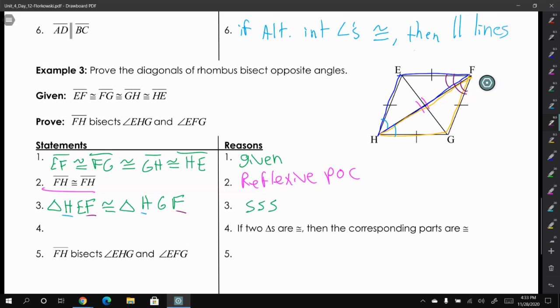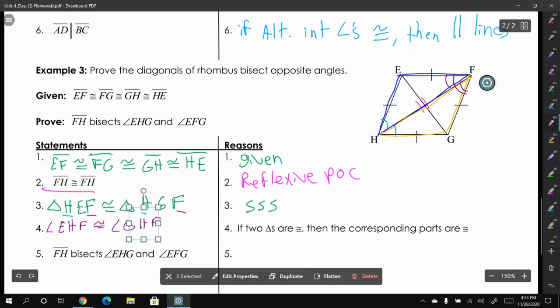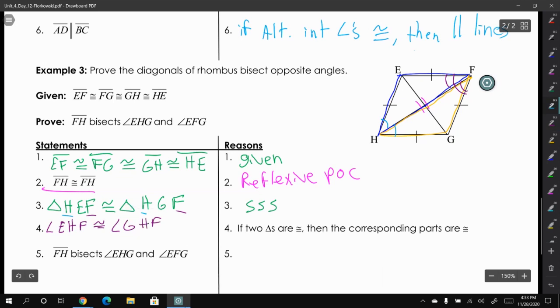So what that tells us is angle EHF is congruent to angle GHF, and it tells us that angle GFH is congruent to angle EFH. Those are the corresponding parts of the congruent triangles.